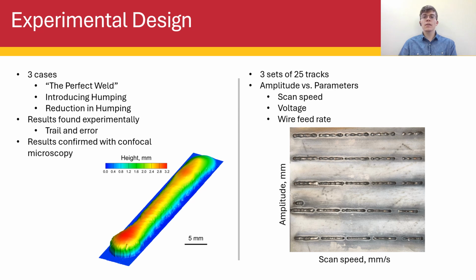The second series of tests were held to compare the effect of oscillation amplitude on a given parameter, such as scan speed, voltage, or wire feed rate. A total of 3 sets of 25 tracks were examined under varying conditions to provide robust data. This approach provides valuable insights into how process parameters may influence the formation of the humping defect. These results were then qualitatively compared to draw conclusions about the development of humping and possible optimized manufacturing techniques.